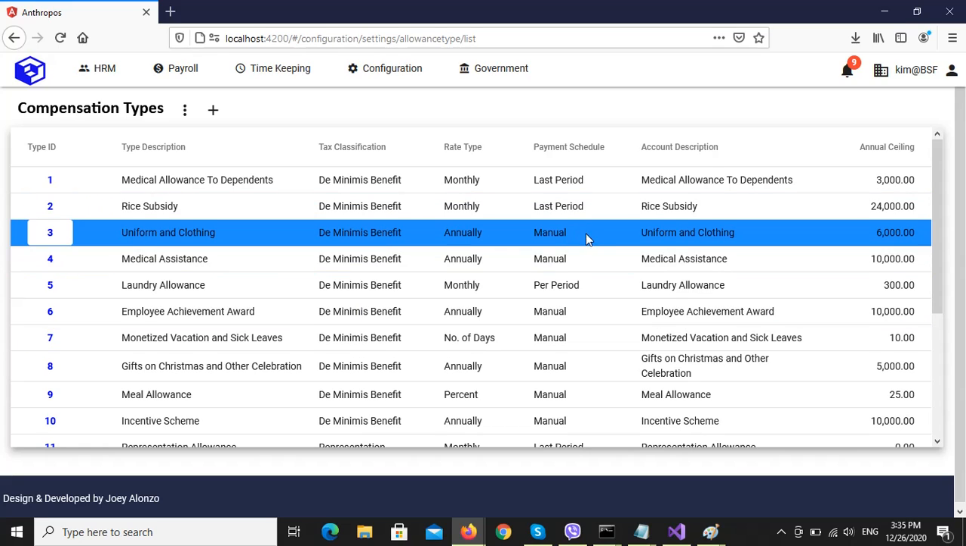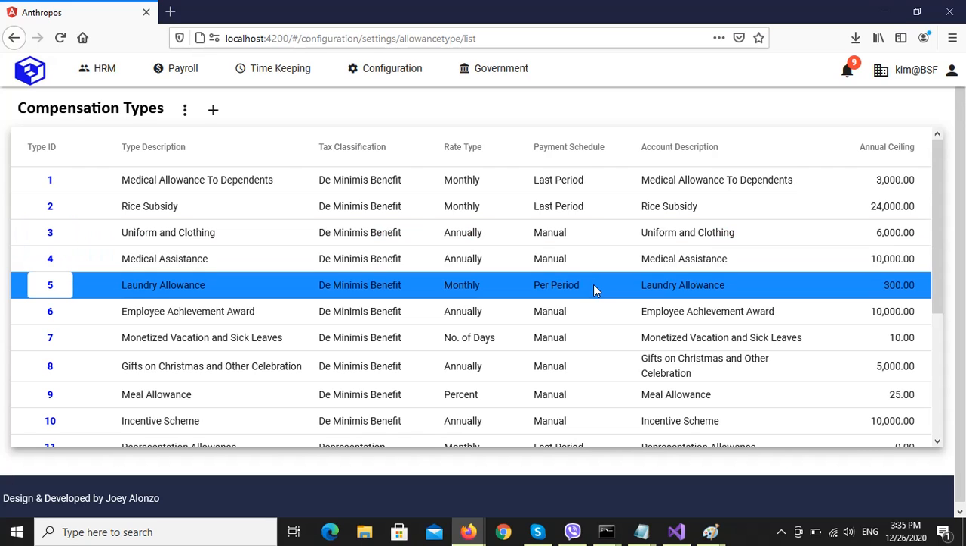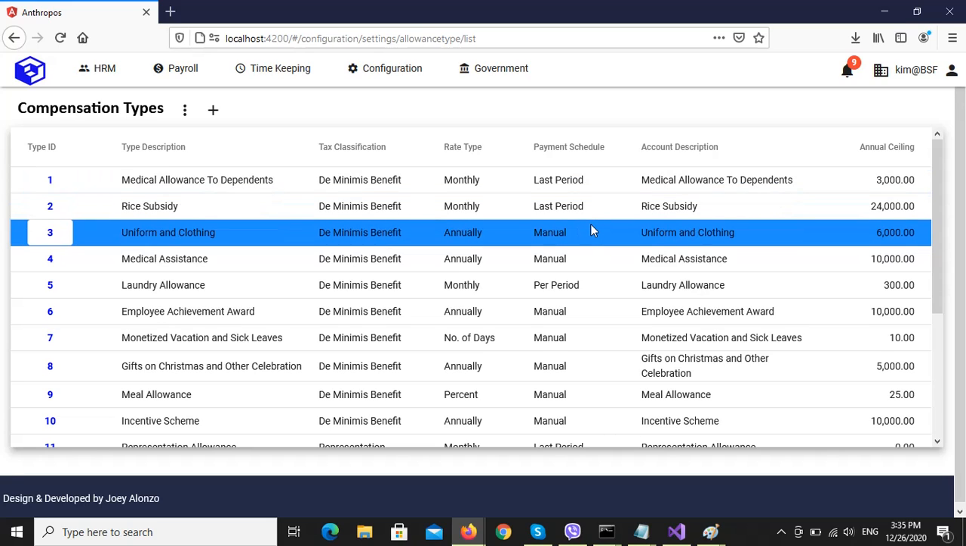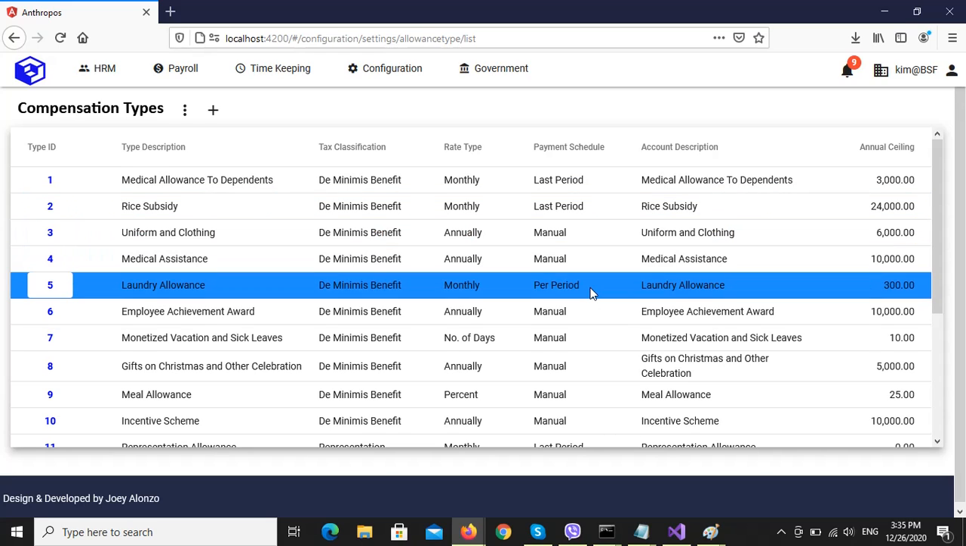Then another item that you need to know is the payment schedule. It can be per period, last period, or manual. It will be included in the payroll if it is per period.